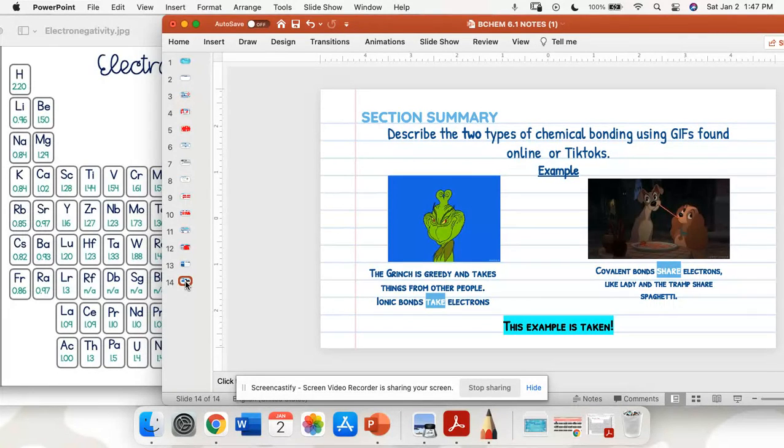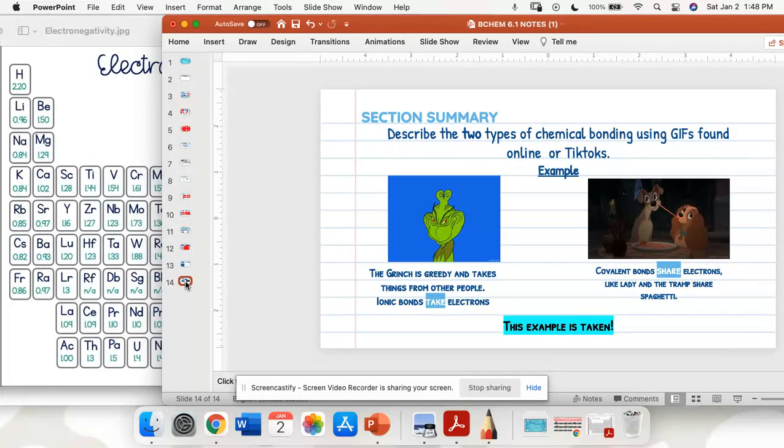So at the end of your notebook, or the section 6.1, there's a space, and I've put a little text box on there that says answer the section summary here. You're going to describe the two kinds of bonds. So you're going to describe an ionic bond and you're describing a covalent bond. But I don't want you to use words, and I don't want you to use this example right here. You're going to find your own. You can use GIFs. You can find TikToks.